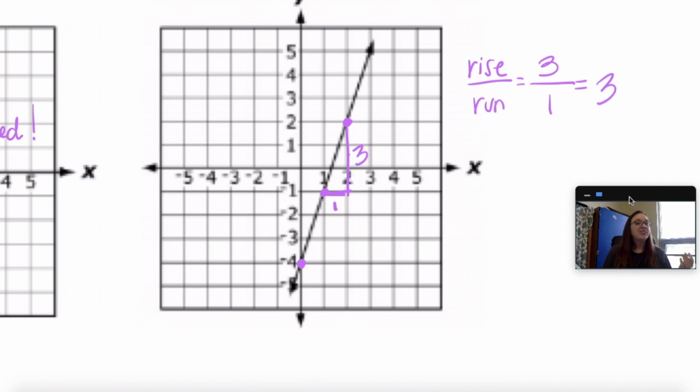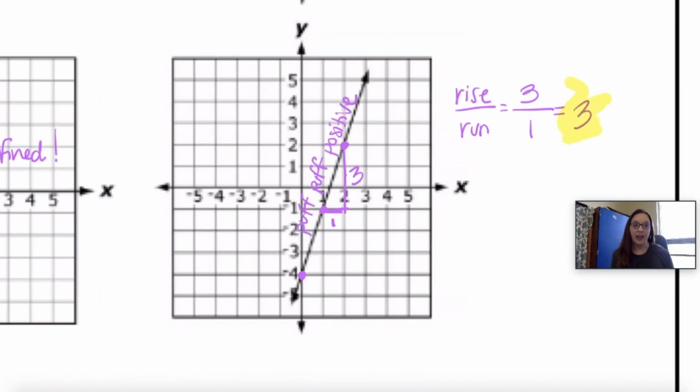And then is it positive, negative, 0, or undefined slope? Well, this is going uphill. So this one is puff, puff, positive. Okay, so you should have highlighted the 3. And then again, we've written puff, puff, positive up there because this is a line with a positive slope. So the slope is positive 3.